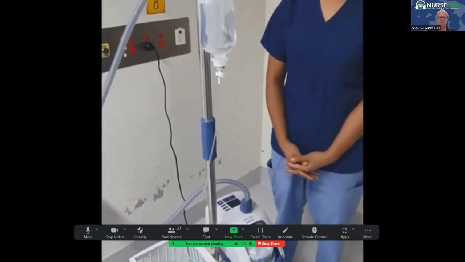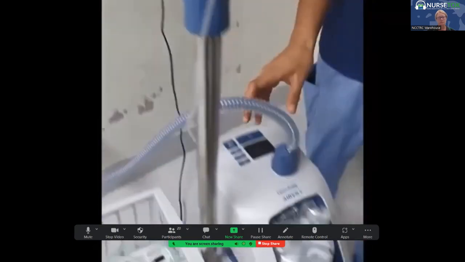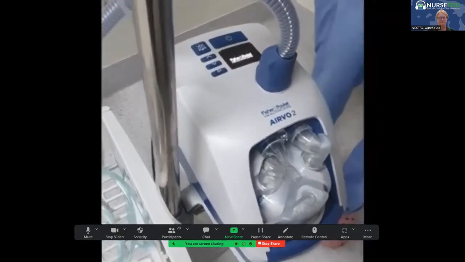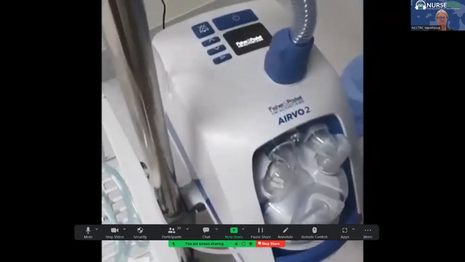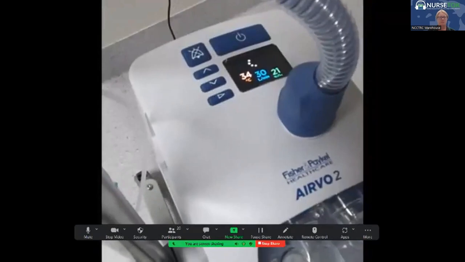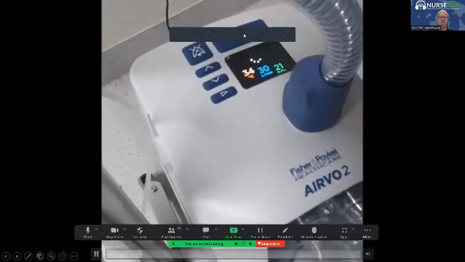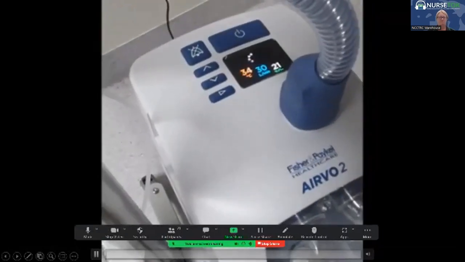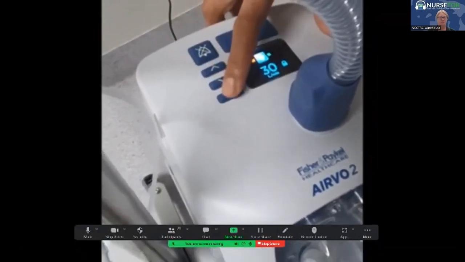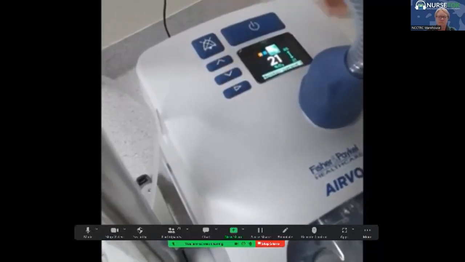Step 1. Switch on the Evo 2 by pressing the on/off button for 5 seconds. If a green light appears, then it is safe to use. If an orange light appears, do not use the Evo 2. Step 2. Set up the machine as per patient's prescription. Press and release the mode button to cycle between the 3 settings. Dew point temperature, degrees Celsius, gas flow rate, liters per minute, oxygen saturation, percentage O2.